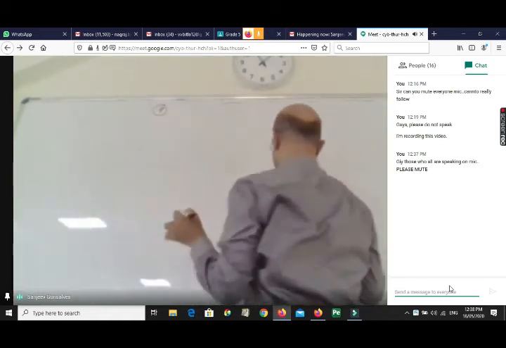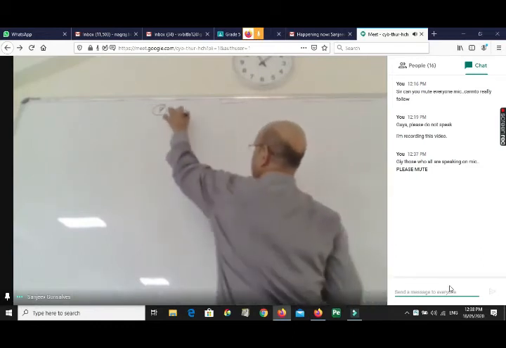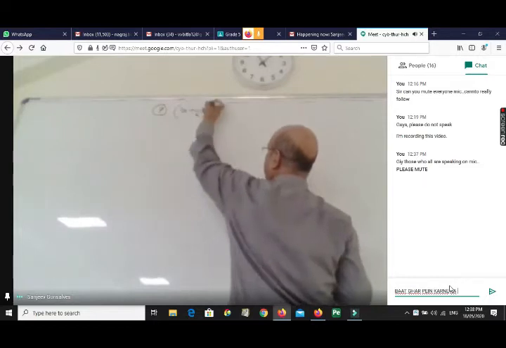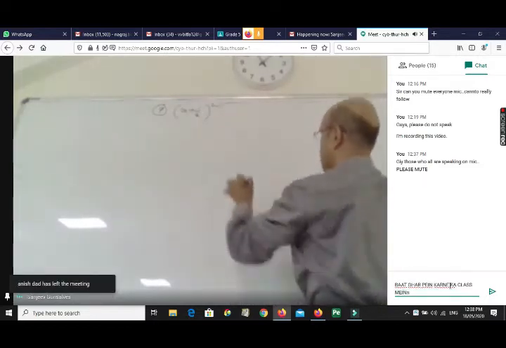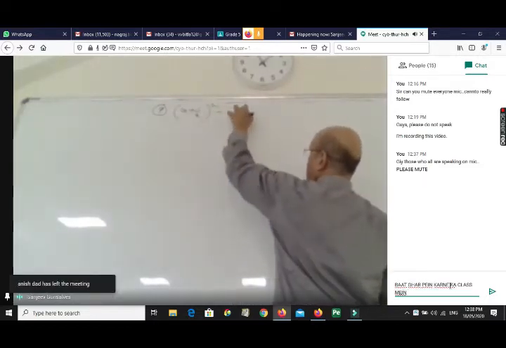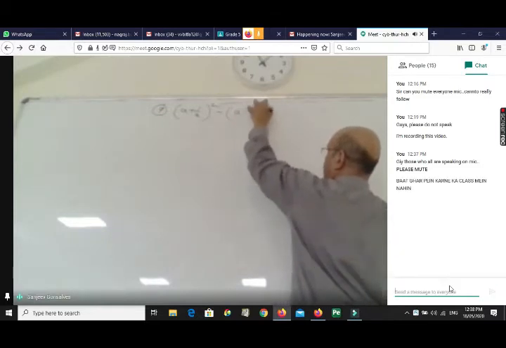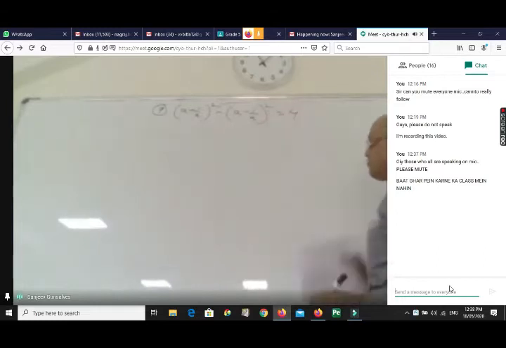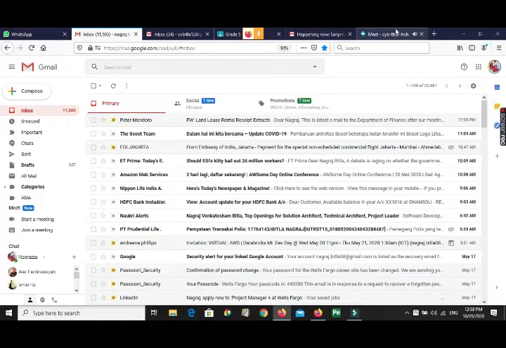9 they have given (a plus 1 upon a) whole bracket square minus (a minus 1 upon a) whole bracket square is equal to 4. Please write the formula first. 4. Yes, sir.